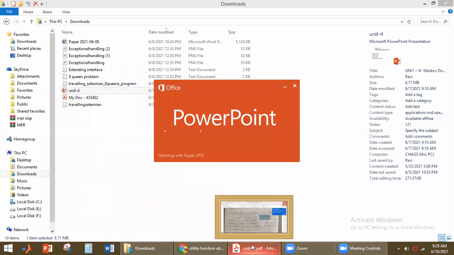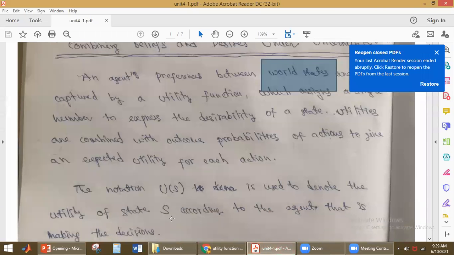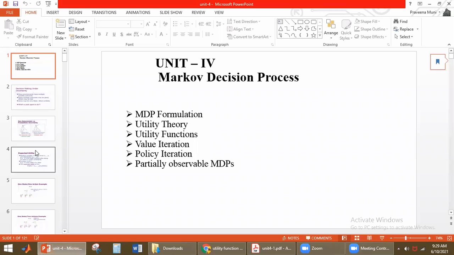So how do we denote this here? We denote it as U of S. U of S is the notation we use to denote the utility of state S according to the agent that is making the decisions.